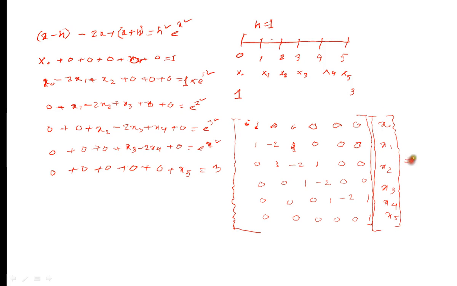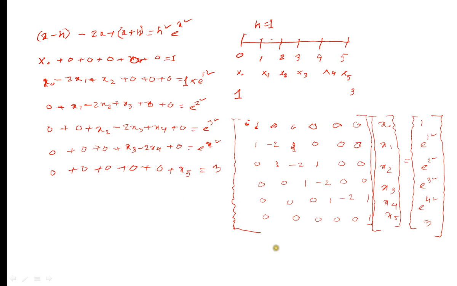And what is the load vector here? We have applied all the boundary conditions, so this should be 1, this should be e to the power 1 square, this e to the power 2 square, this e to the power 3 square, e to the power 4 square, and 3. If we solve this equation, I'm sure we can get the solution.